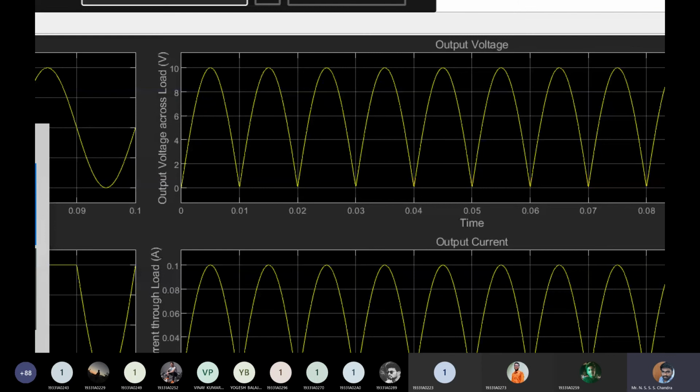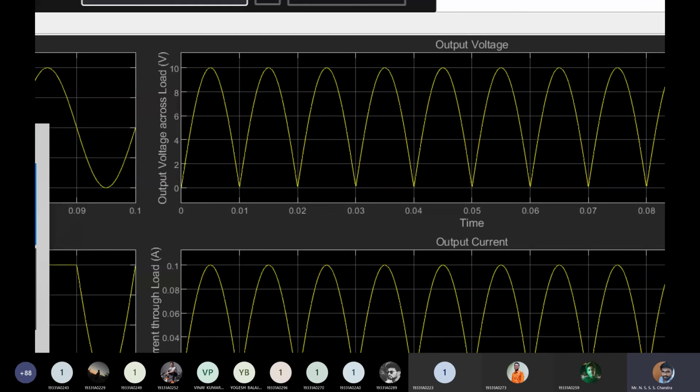And again, you have your rectifier efficiency. What is rectifier efficiency? Power delivered to load by input power. So here, if you neglect the diode resistances, then even that rectifier efficiency will remain the same.